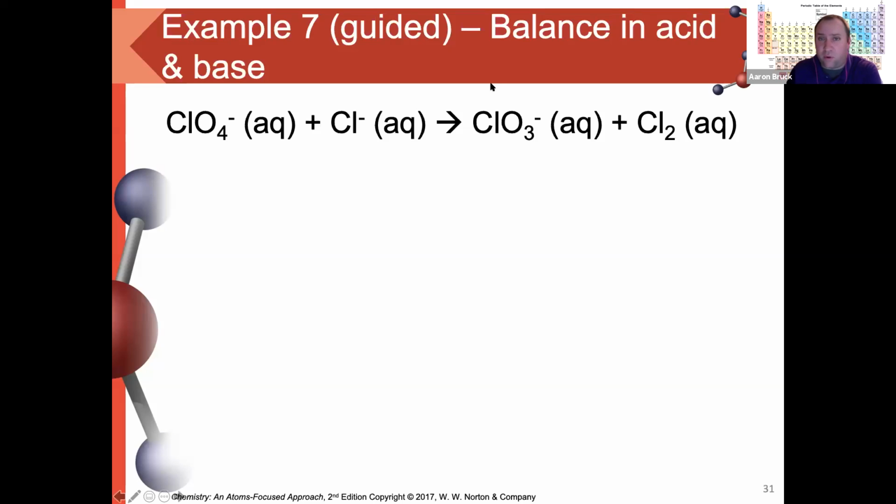So let's approach it from the standpoint of just generally speaking, let's start to balance this equation. And to do that, I'm going to need to assign oxidation numbers. The oxidation number for chlorine in perchlorate is +7. The oxygen is -2. The oxidation number for chloride is -1. The oxidation number for chlorine in the chlorate ion is +5. Oxygen is still -2. And then chlorine here is going to have a 0 oxidation number.